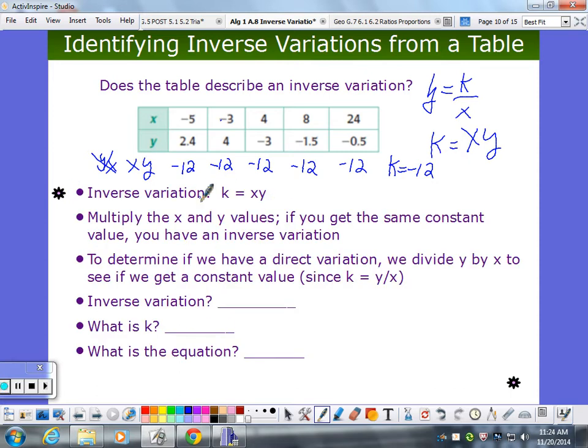So xy equals k. Multiply those values. If you get the same k for all of them, you have an inverse variation. Now, if you weren't sure, and you think, well, maybe that didn't work, maybe I have a direct variation, to find the direct variation you test y over x, and you get the same number. Okay, so this one is an inverse variation. The k is negative 12.